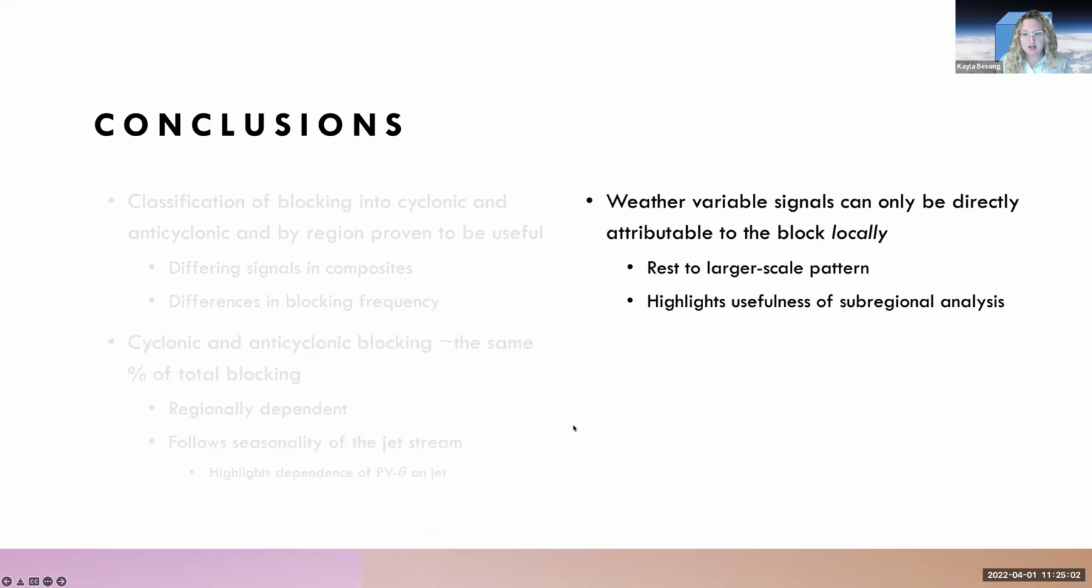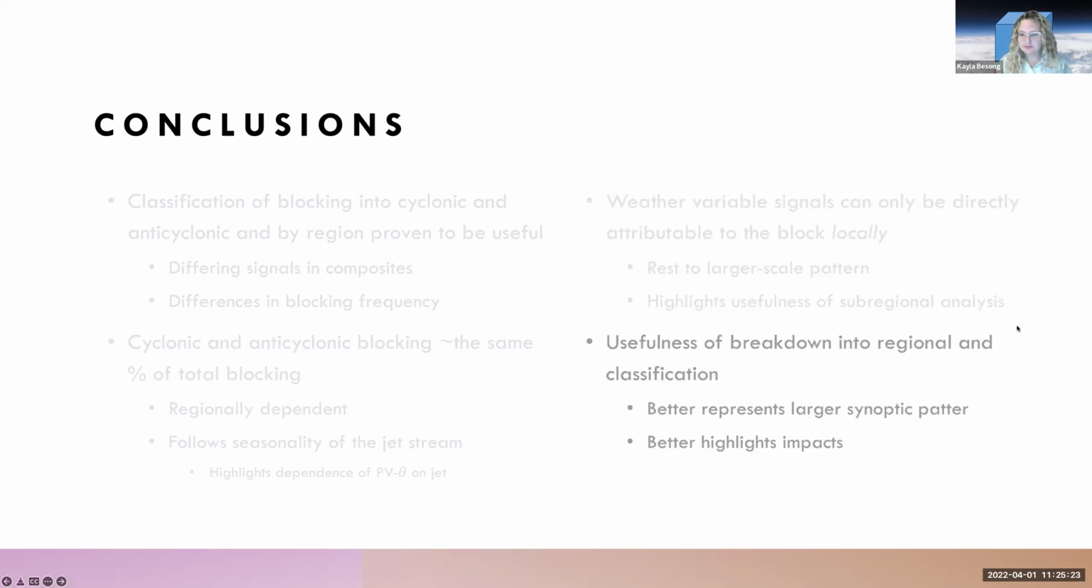When we considered the composites, we saw that weather variable signals can only be directly attributable to the block locally. The rest is due to the larger scale pattern, but this really does highlight the usefulness of sub-regional analysis, especially if you're trying to highlight the impacts on different places in Europe or in Greenland, that sort of thing. So again, it better represents the larger synoptic pattern and the impacts. And we also saw some open ocean questions.